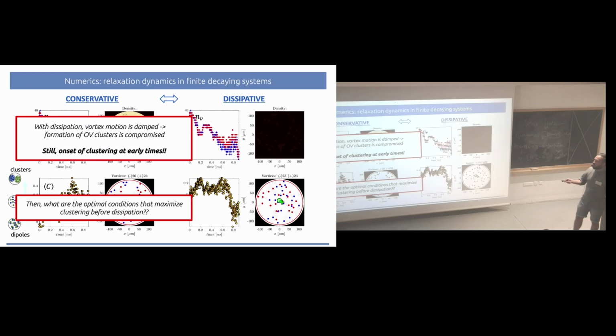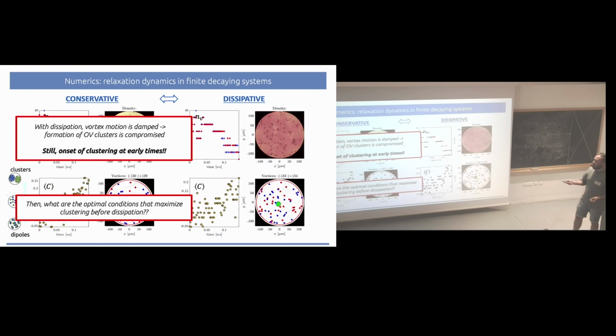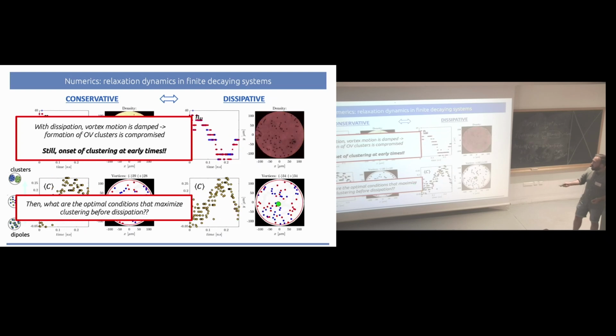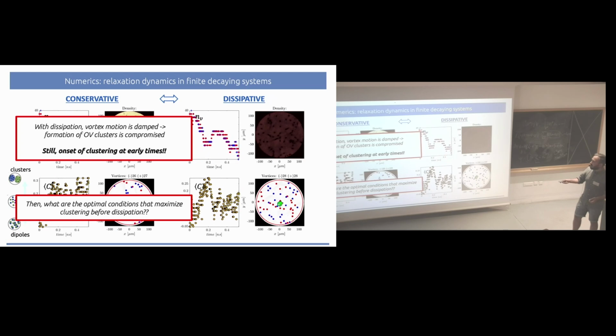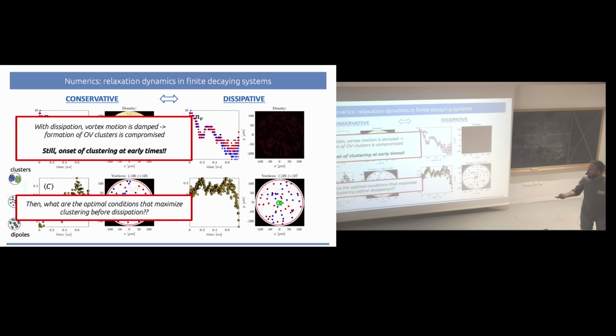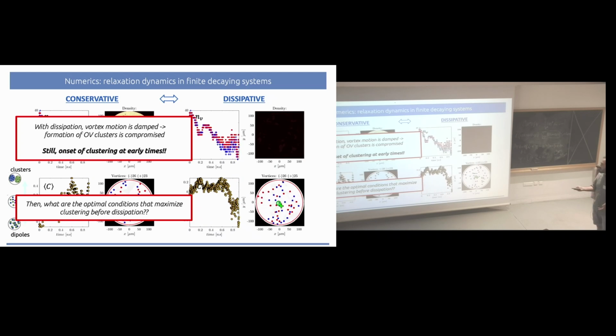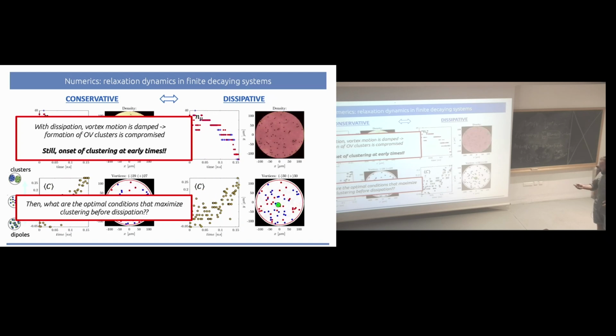So with dissipation, the vortex motion is damped, and the formation of these clusters is compromised. Still, we are happy because we can see that initially we have a transient where we can see the onset of this clustering. So the question is to find the optimal condition that maximizes this clustering before the dissipation destroys completely the picture.